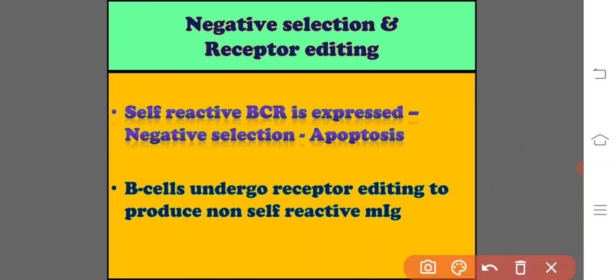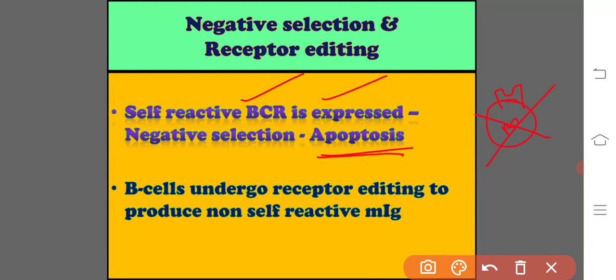So the cells with the self-reactive BCR, if the B lymphocyte has a receptor which can interact with the self cells, a self-reactive B cell receptor, if it is expressed upon the surface of the B cell, then that will be killed off by negative selection and apoptosis, programmed cell death.